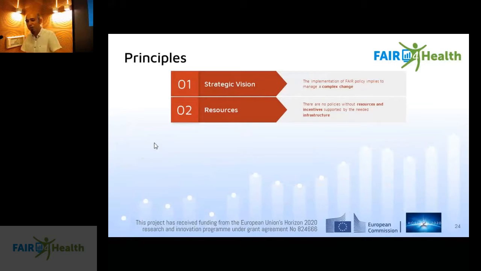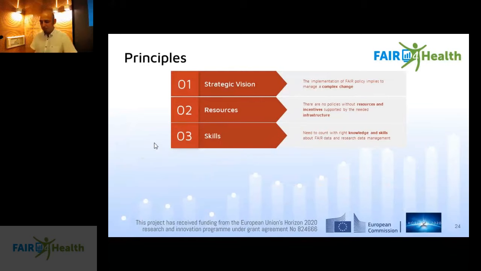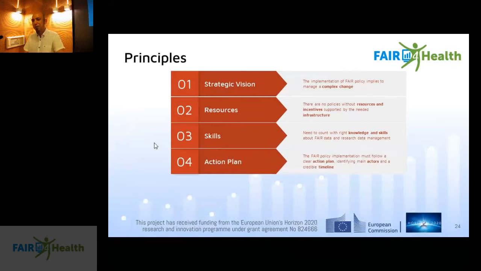Both of them are needed to make this happen. The third principle is about the skills. In your team, if you are going to implement this policy, you will need people with the strongest expertise in research data management, but also in health data management in this environment. So you will need to think about hiring a team or at least one person for this purpose. Otherwise, you will not make it in a good way.